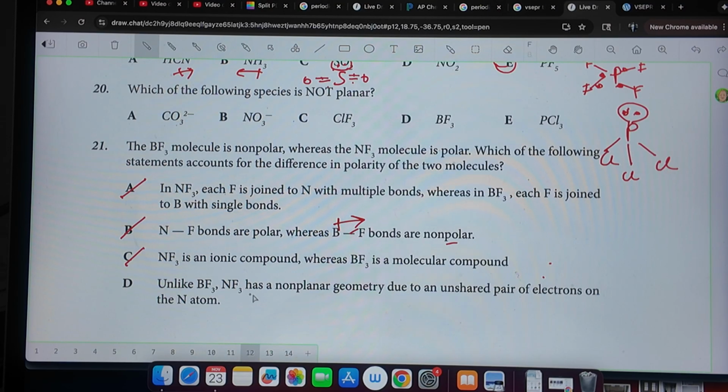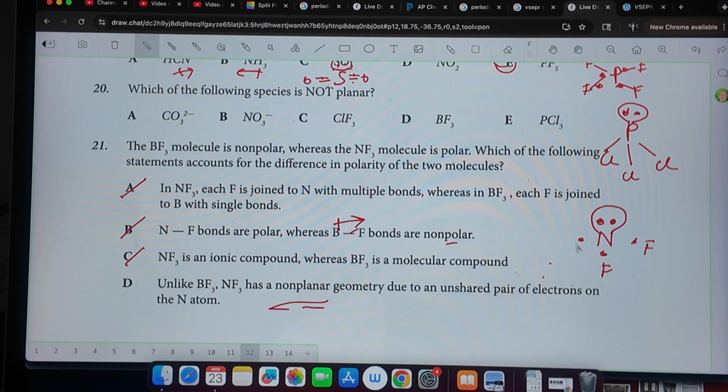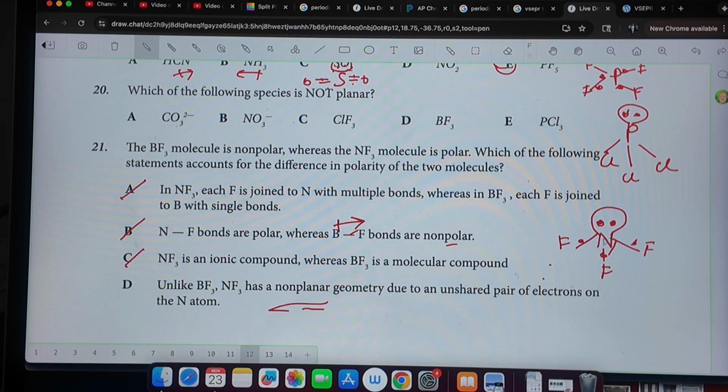Unlike BF3, NF3 has a non-planar geometry, which is true, which is what the question is asking, due to an unshared pair of electrons. Now that's the truth, because N is 1, 2. This is the unshared pair. This is like the electron cloud. And there's 1, 2, 3 that it shares with the F's. And so that's why this is not planar, because of this unshared pair of electrons. And so this is D.